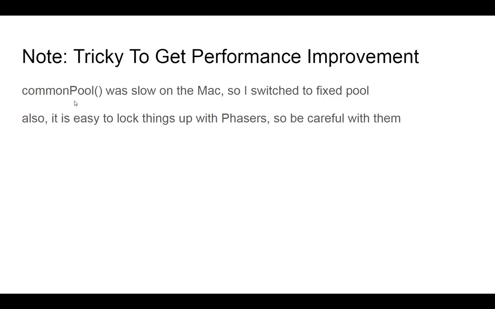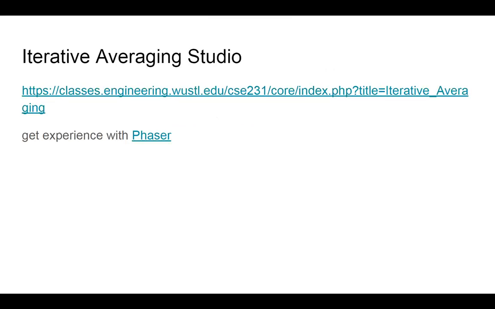It's tricky to get the performance out. As an example, the common pool, which is the normal thing that you use, was slow on the Mac, so I switched to a fixed pool. That's the sort of thing that I had to do to make the performance go better. Also, it's really easy to lock things up with phasers, so you have to be careful with them. And again, sometimes these tools that eke out more performance can have a little bit of a razor blade on them, so you gotta be careful. And with that, I will say, dig into the Iterative Averaging Studio, and good luck, have fun.